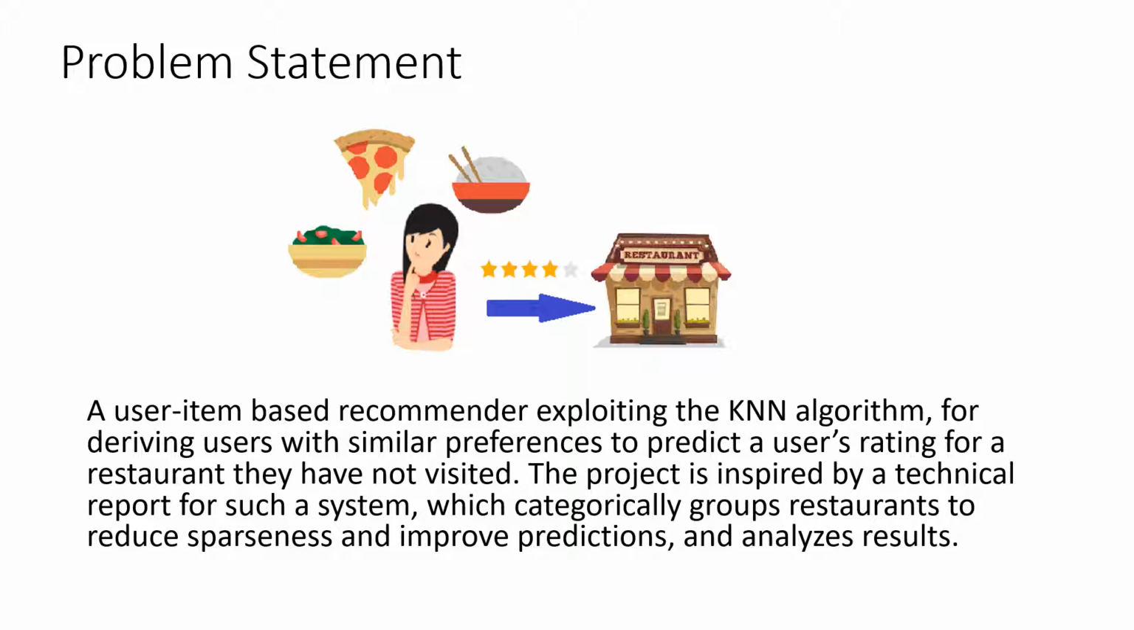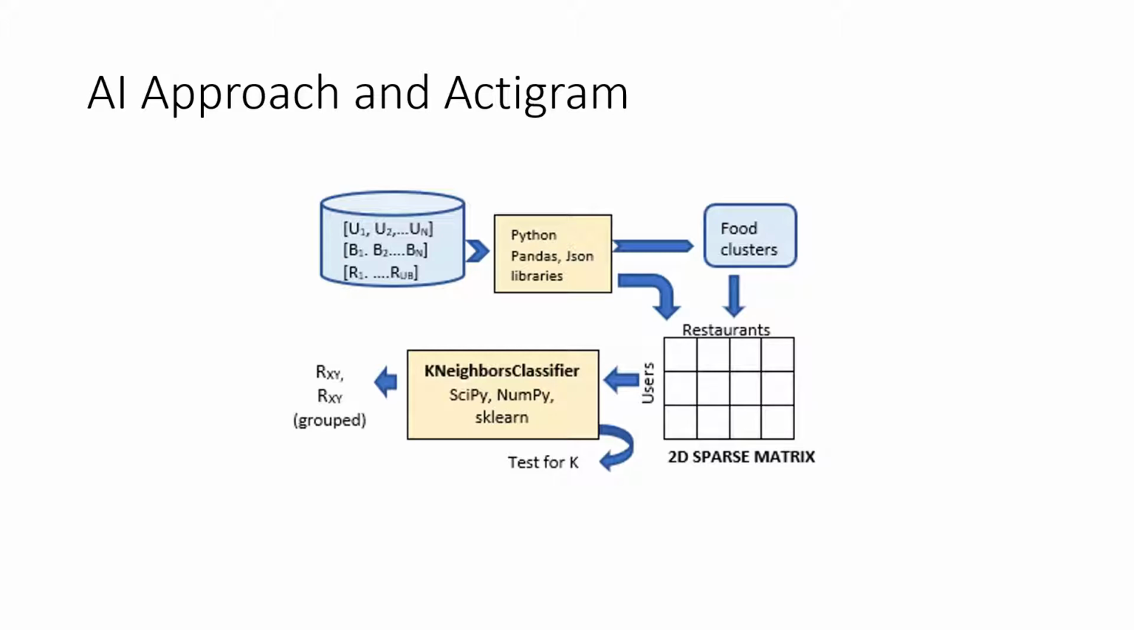for such a system, which decided to group restaurants by food categories to reduce the sparseness problem in KNN and analyze results. So the approach involves extracting this data set from JSON files and parsing it using pandas libraries and JSON libraries, and a lot of pre-processing, which includes removing garbage values and cleaning out the data and doing joins and merges like you would in SQL, but only in Python.